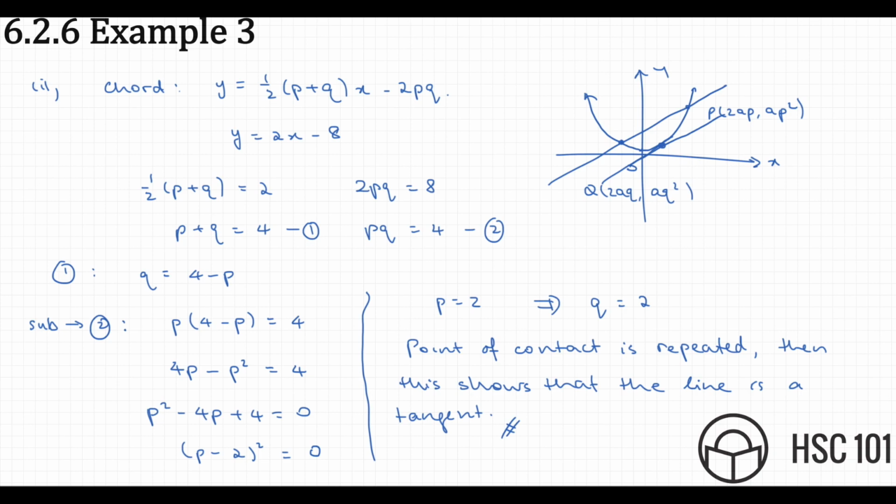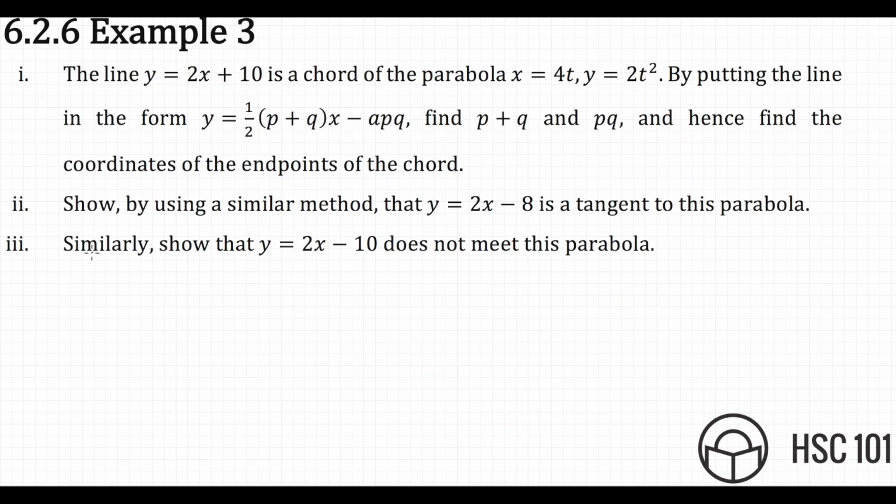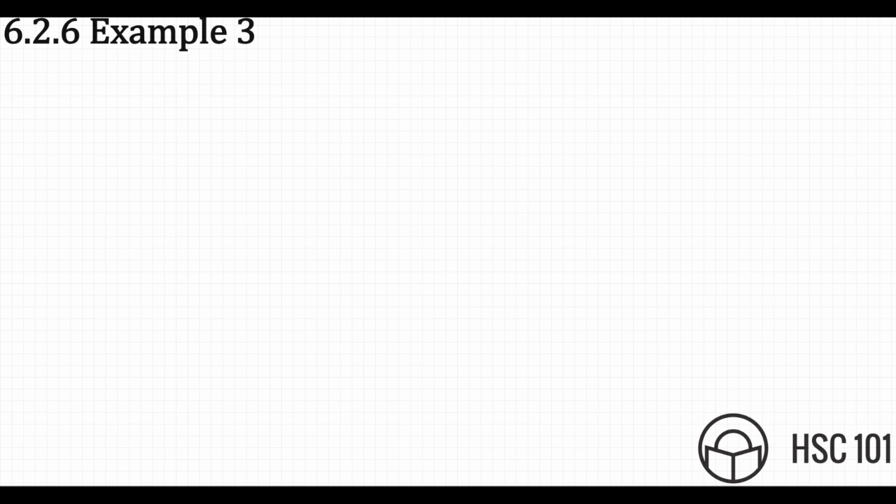And now lastly, for part 3, the question wants us to similarly show that y is equal to 2x minus 10 does not meet the parabola. So by exactly the same principle, I'm going to take y is equal to 2x minus 10 and compare it with the standard equation of the chord. I want to find the values of p and q that represent the endpoints where my line intersects with my parabola. In this particular case, I know that the chord we're dealing with is given by y is equal to half (p plus q) times x minus 2pq.